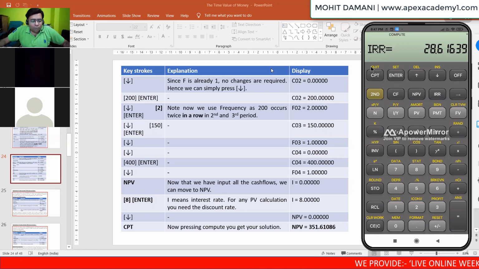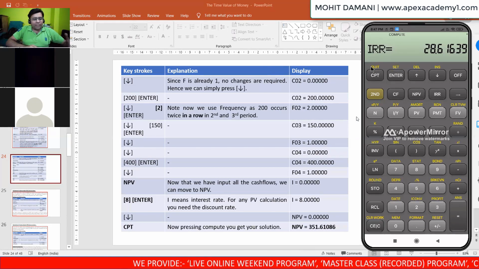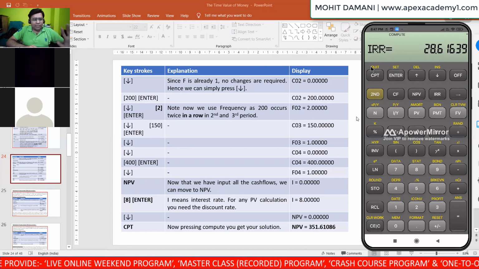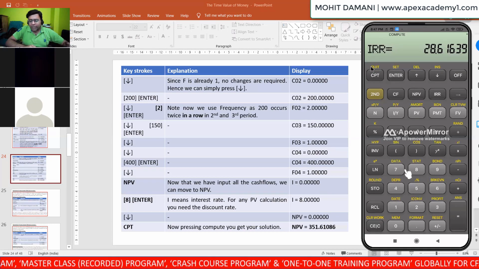Yeah. Moving on to the next CF function. Any other question on CF function or anything till we covered here? Now I move to the data and stat function.